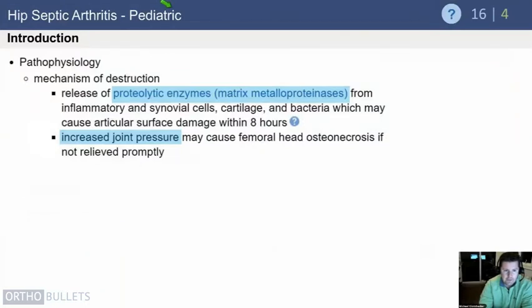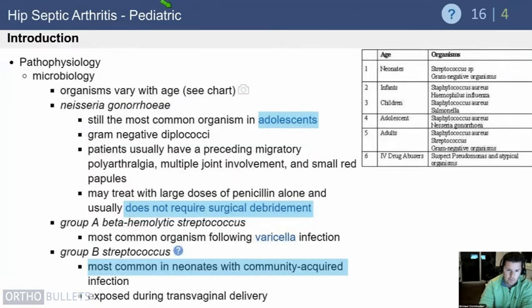So the pathophysiology of the destruction is that there are these proteolytic enzymes, which are the MMPs, and this basically causes a very big inflammatory response within the joint, and this causes damage to the cartilaginous surface. A secondary, mechanical aspect is that you have a lot of joint pressure. As you get fluid in your joint in the enclosed space, this can cause osteonecrosis because it can stop your blood supply and can lead to that in the long term if you don't get to it quickly.